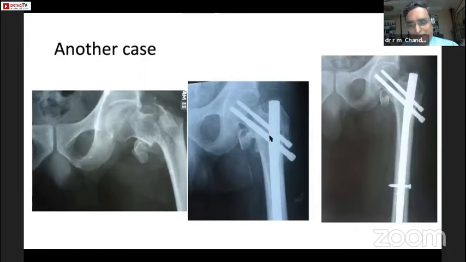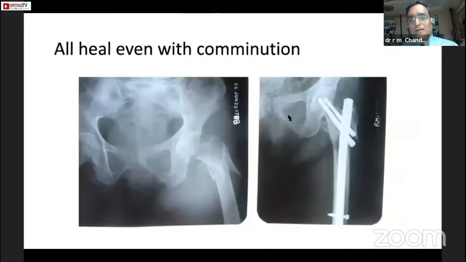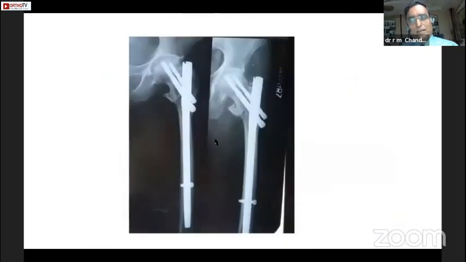Another case, and I will show a series of x-rays repeatedly so that even if there is some amount of displacement with a good anteromedial continuity, that fracture would heal predictably. This is another case where with positive reduction, healing occurs. All these cases would heal.